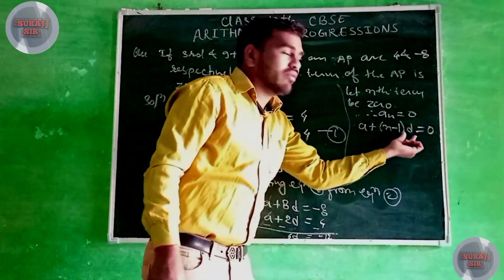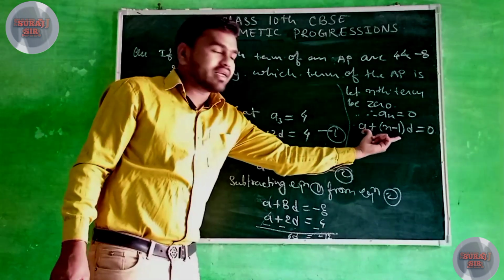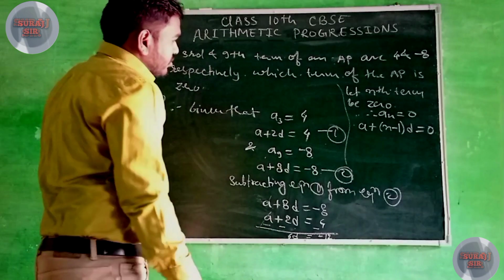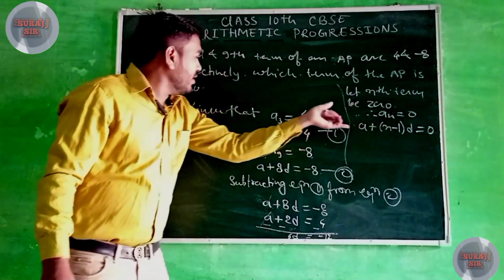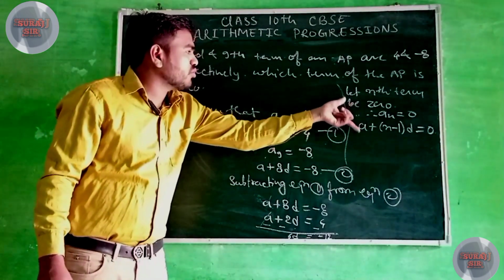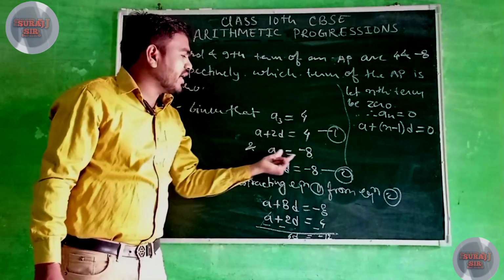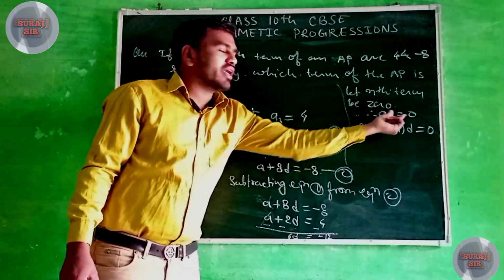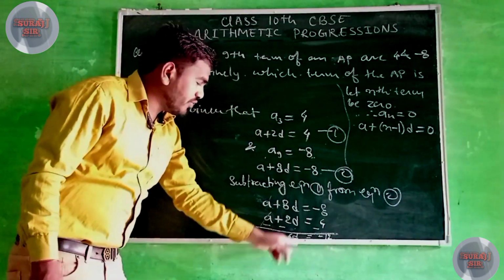So if we calculate the values of a and d from these two equations, we'll put the values here and get the solution of the question. It is very easy. You assume this after the given data; just after the given data you have to note it down. Here we write A3 is equal to 4 and A9 is equal to -8. Then suppose let nth term be 0, therefore an must be equal to 0. And after that from equation 1 and 2 we will solve.